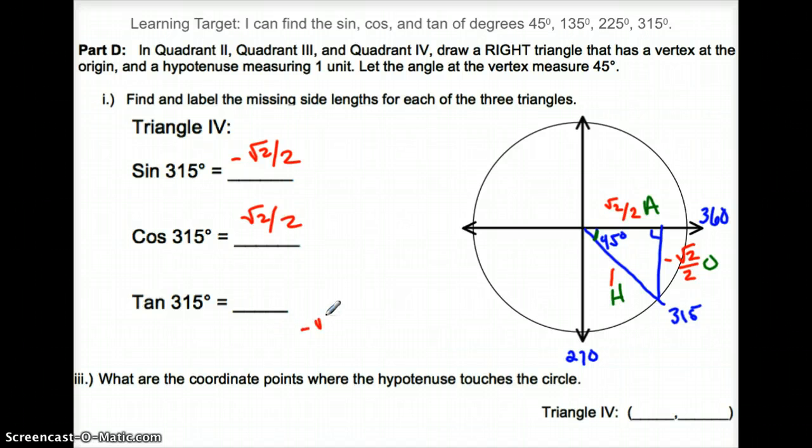And then tangent, my O is negative radical 2 over 2, divided by my A, which is positive radical 2 over 2 again. So still going to be a 1, but since one's negative, one's positive, it's going to be a negative 1. And so this point where the hypotenuse hits the circle, I went over positive radical 2 over 2 for an x value, but I went down, so my y value is negative radical 2 over 2. So that finishes up our 4 degrees of 45, 135, 225, and 315.